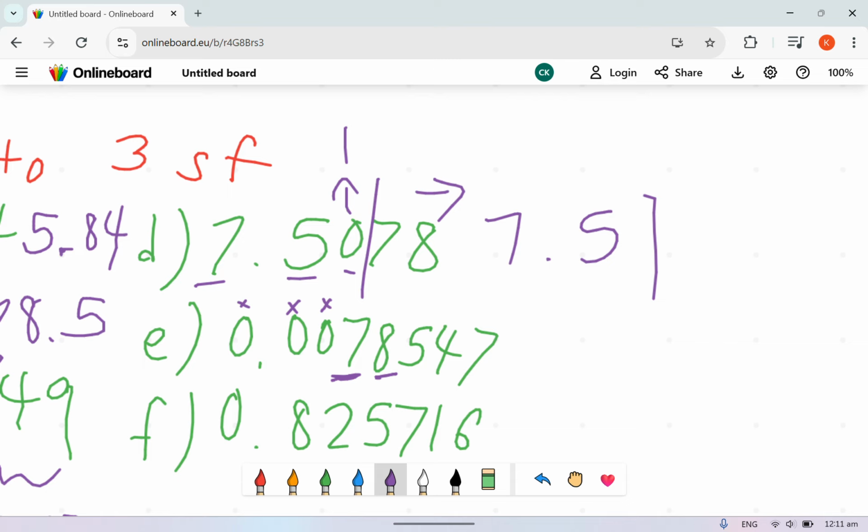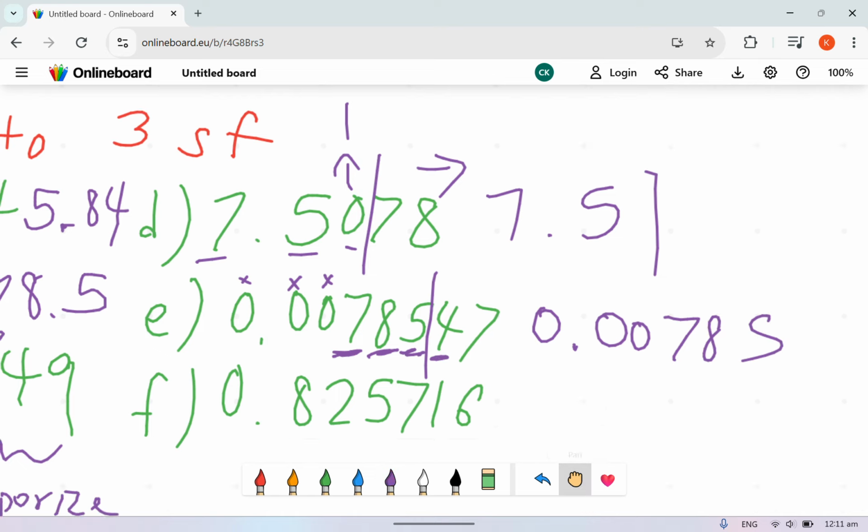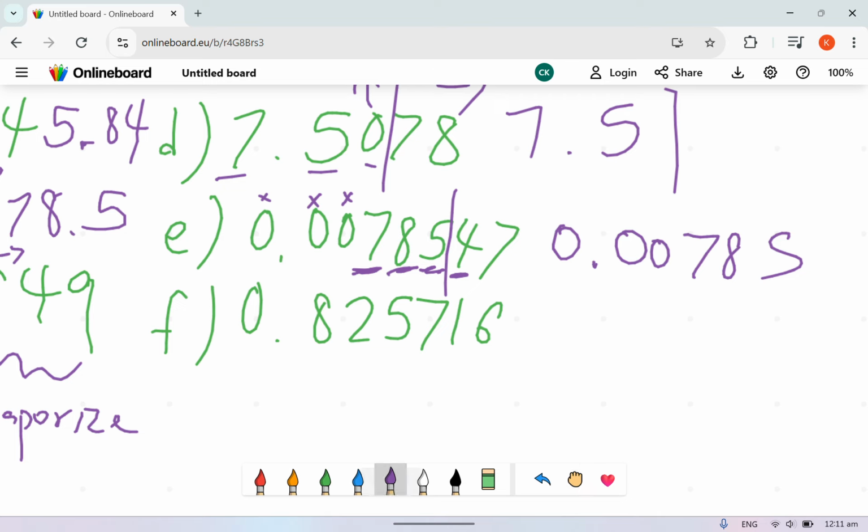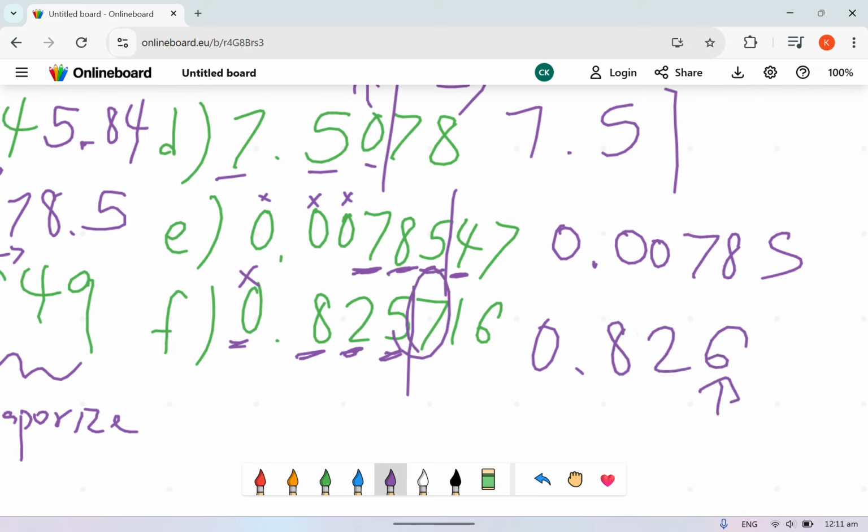Let's count 1, 2, 3, but 0.00785. Why do I have to do nothing? Because it's a 4. Last one. Aha, think about it. Do you do this? No, you don't. 1, 2, 3, bam. 0.826. You increase because of the 7. Okay?